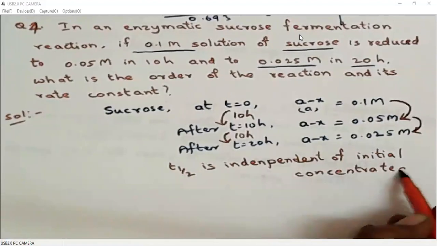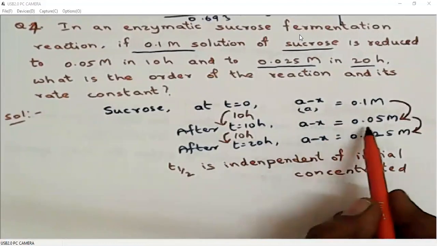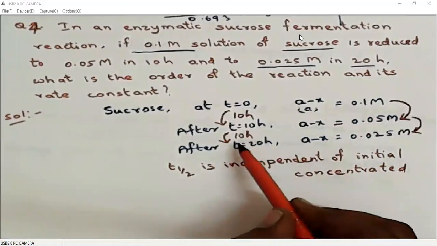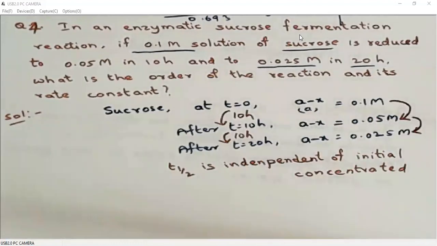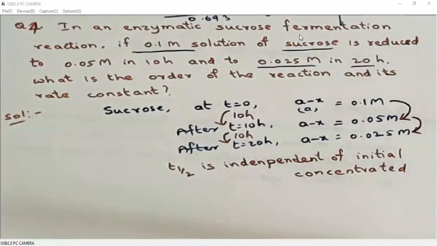Here the reaction is started with 0.1 molar solution of sucrose. It took 10 hours to become 0.05 molar. It took the same 10 hours to become 0.025 molar. That means the half-life of the reaction is not changing, even though the concentration of the reactant is changing. So we can understand that T half is independent of the initial concentration. Now, which expression gives a direct relationship where initial concentration of the reactant does not influence its T half?